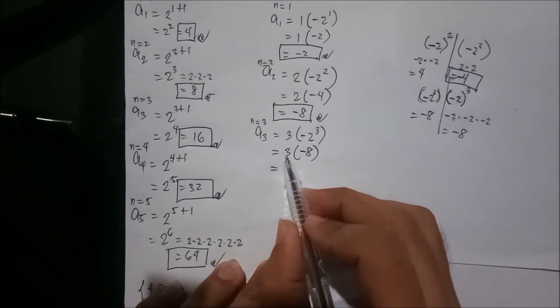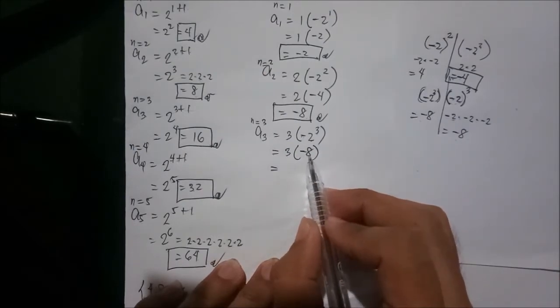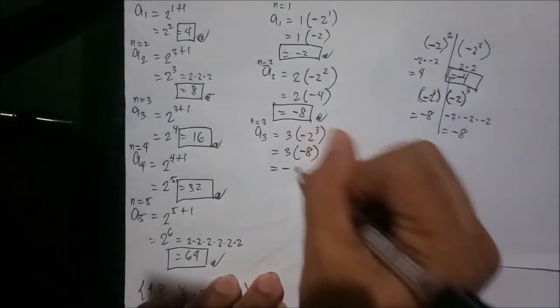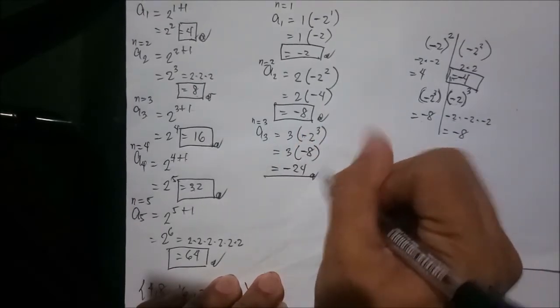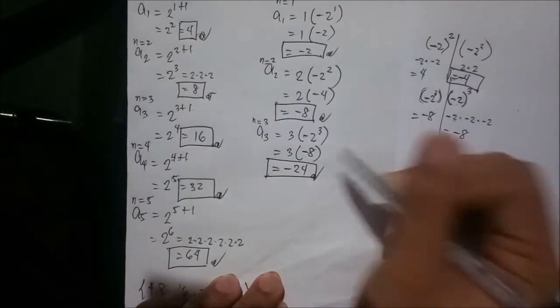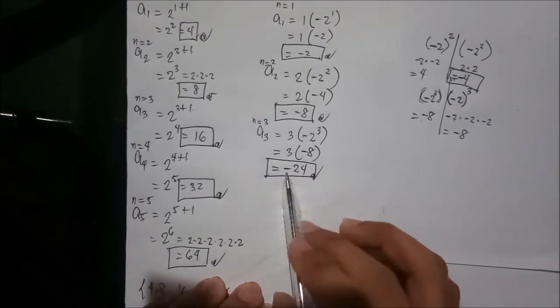So 3 times negative 8 is equal to negative 24. So the third term is negative 24.